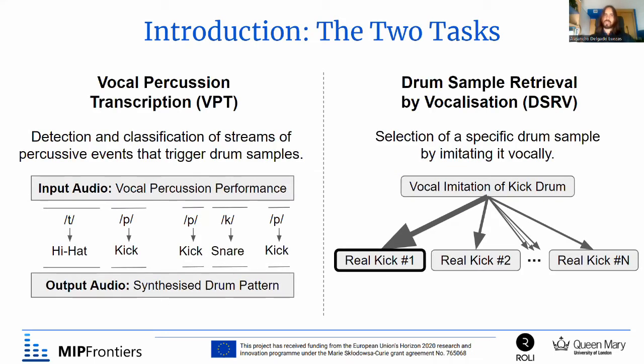So first, talk about the two tasks, which are vocal percussion transcription and drum sample retrieval by vocalization. Vocal percussion transcription concerns the transcribing of a stream of vocal percussion sounds or an audio file of vocal percussion sounds, whereas drum sample retrieval by vocal imitation is about retrieving similar sounding samples by vocalization from a dataset of drum samples. If we want to retrieve, for instance, a similar sounding kick drum to what we have in our head, then we will imitate it vocally and the algorithm will retrieve such a sample.